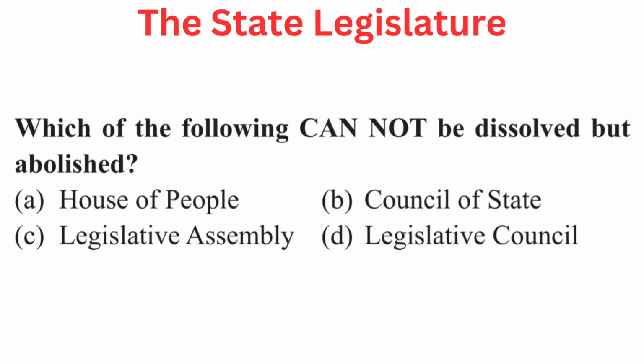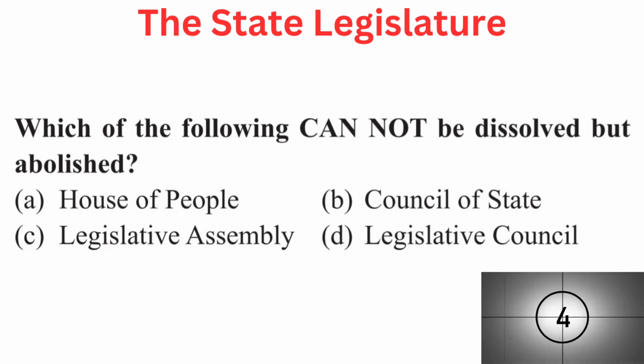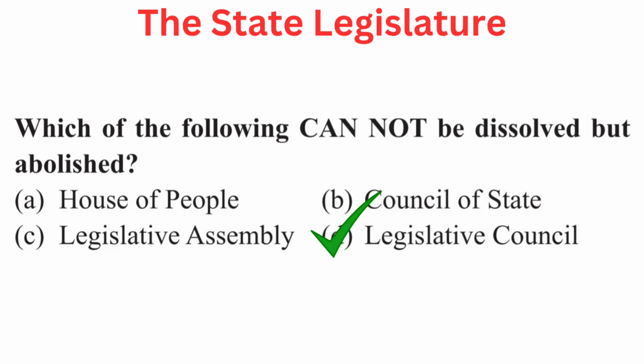Your question is, which of the following cannot be dissolved but abolished? Your options are A, House of People, B, Council of State, C, Legislative Assembly, or D, Legislative Council. Right answer is D, Legislative Council.